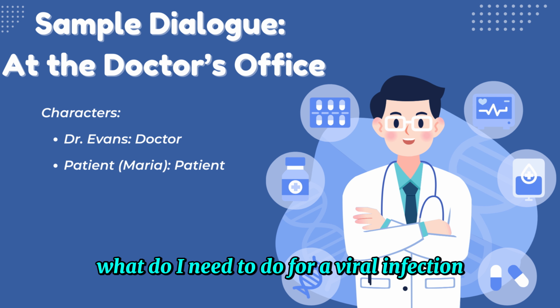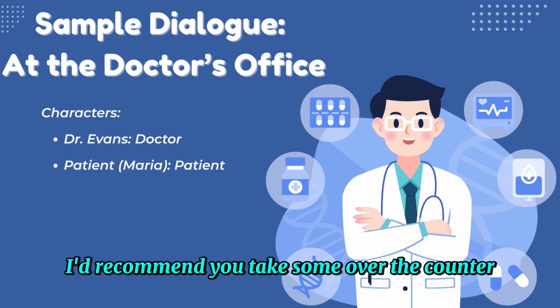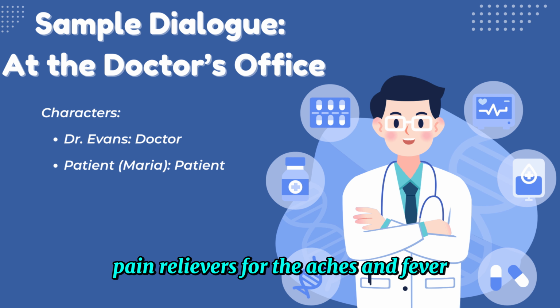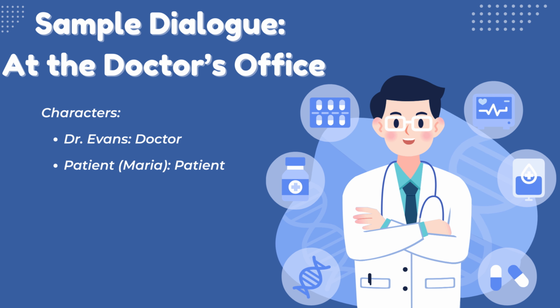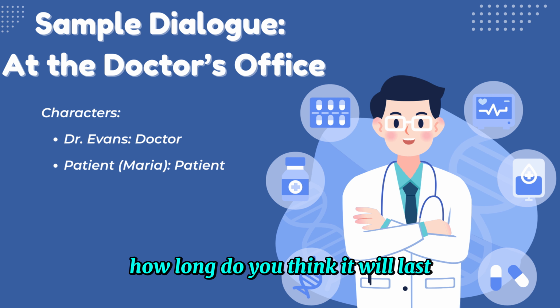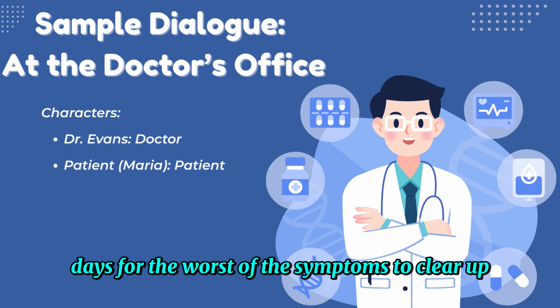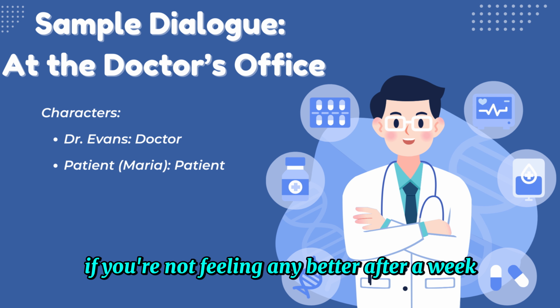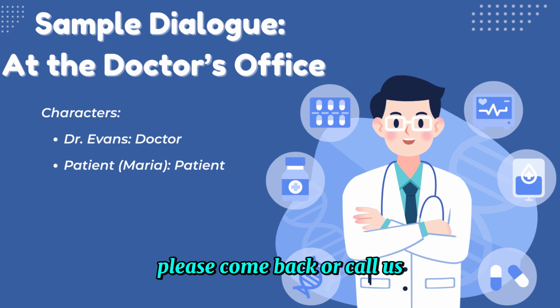What do I need to do? For a viral infection, antibiotics won't help. The best thing is rest and fluids. I'd recommend you take some over-the-counter pain relievers for the aches and fever and a decongestant for your stuffy nose. Try to drink plenty of water and warm tea. How long do you think it will last? It usually takes about 5 to 7 days for the worst of the symptoms to clear up. If you're not feeling any better after a week, or if your breathing becomes much worse, please come back or call us. Okay. Thank you, doctor.